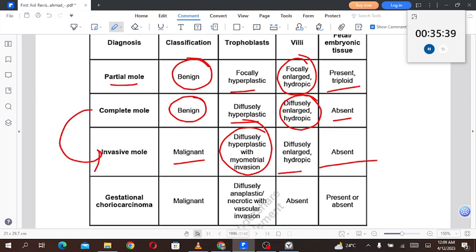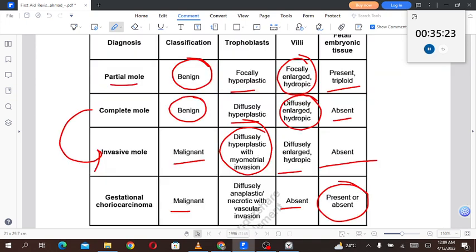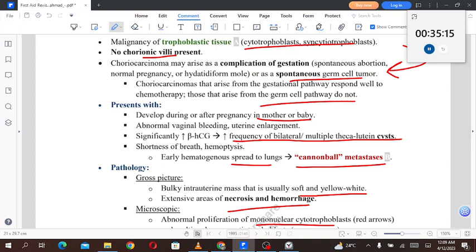Then gestational choriocarcinoma, it is also a malignant condition. It is diffusely anaplastic necrotic with a vascular invasion. So the trophoblast will be diffusely anaplastic necrotic with the vascular invasion. The villi are absent and the fetal embryonic tissue is present or may be absent, depending on the causative factor for the choriocarcinoma. Either it is gestational, coming from the gestational pathway, or it is coming from a sporadic or spontaneous germ cell tumor. Okay, so that will be the differentiating point.